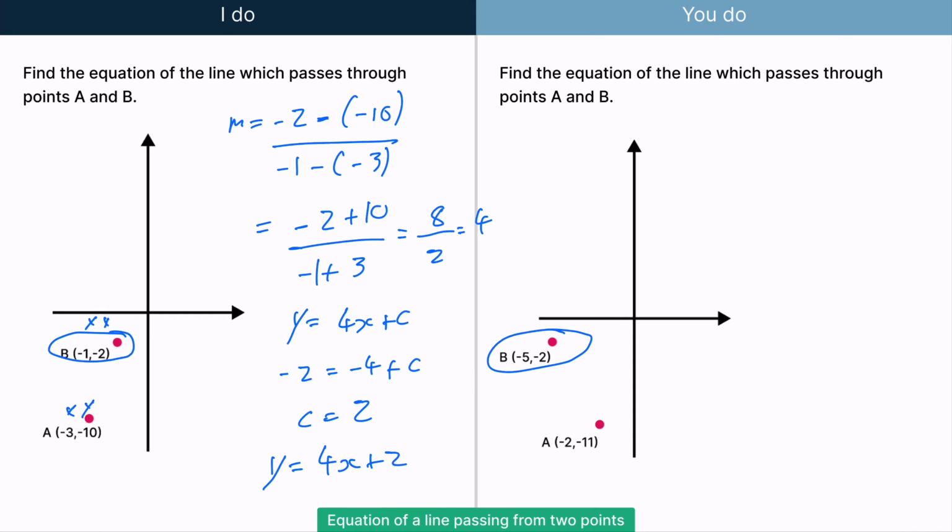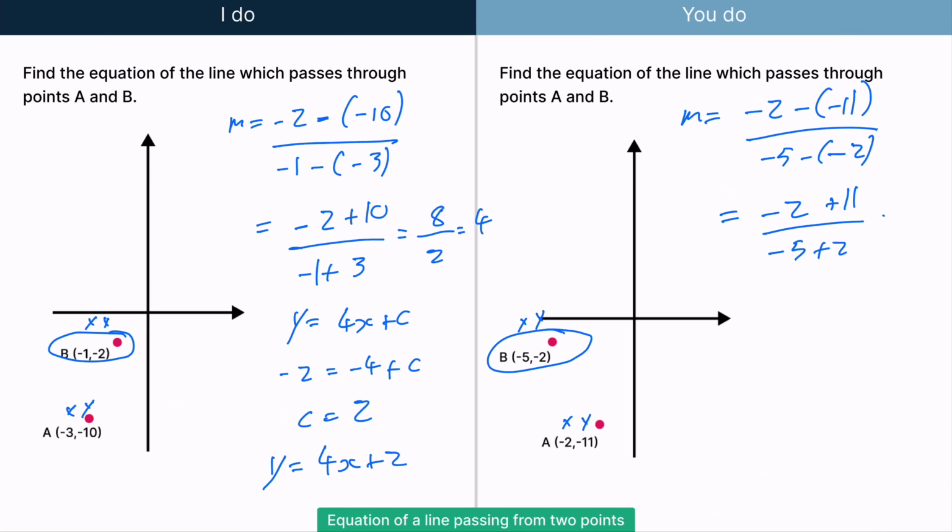So I'm going to take b away from a. And for the gradient, that's just going to be a case of, so we have x, y, and that's going to be negative 2, take away negative 11, over, for the x, that's going to be negative 5, take away negative 2, so that becomes minus 2 plus 11 over minus 2 plus 2, which is 9 over minus 3, and you can see that line's going down, so it's got a negative gradient, so the answer here is negative 3.